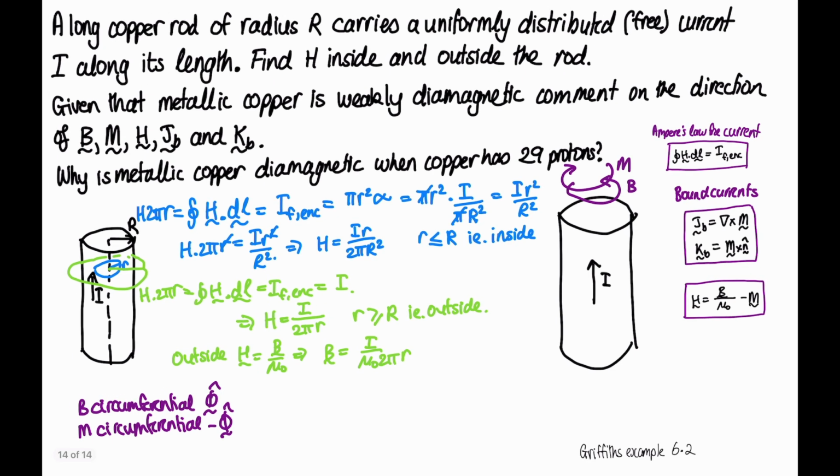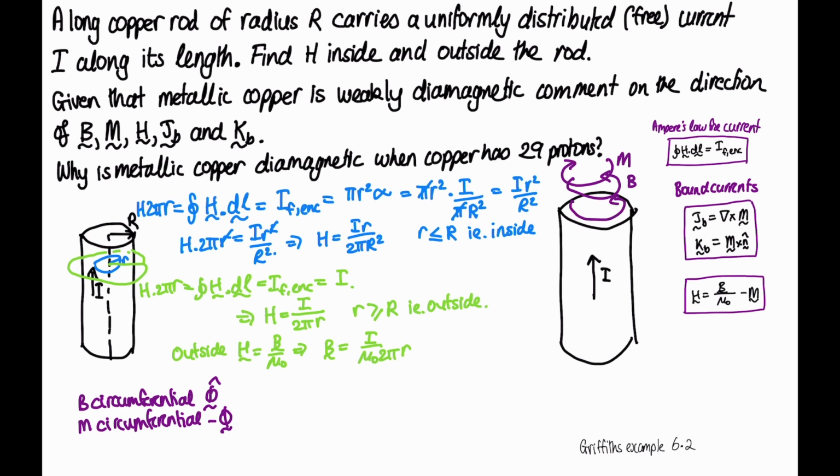And then if we think about H, H is in the same direction as B and the opposite direction to the magnetization. So those both work in the same direction in this case. And so H is also going to be in the same direction as B. So it will be around like this. So H is circumferential, and it will be in the positive phi direction as well.